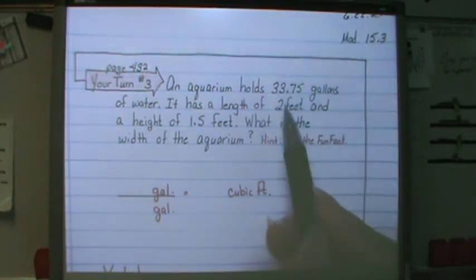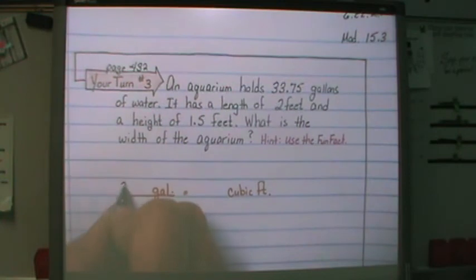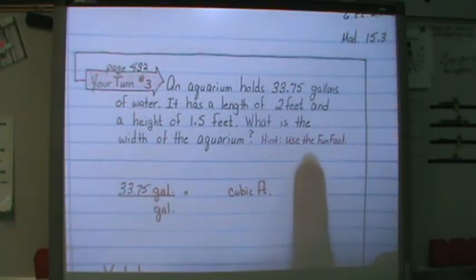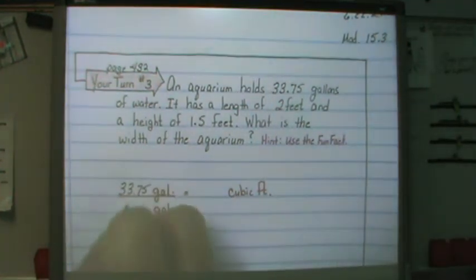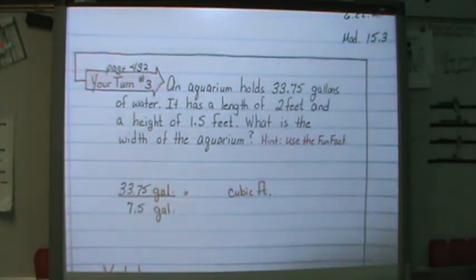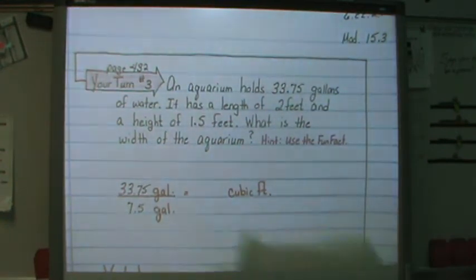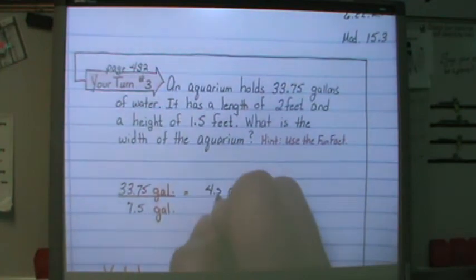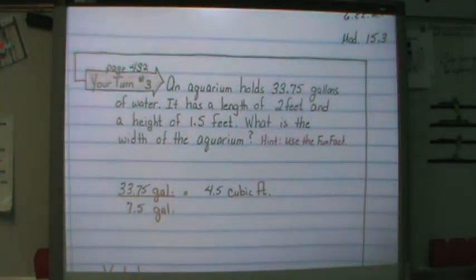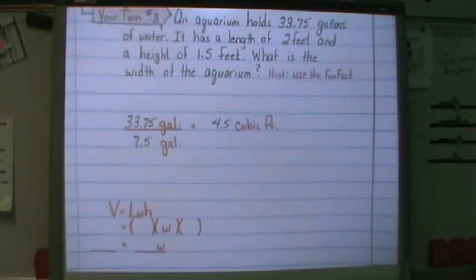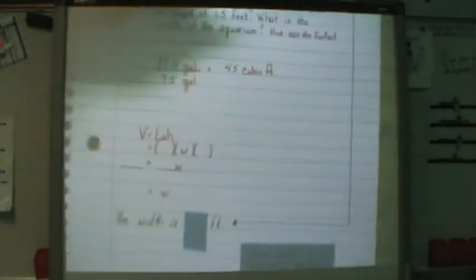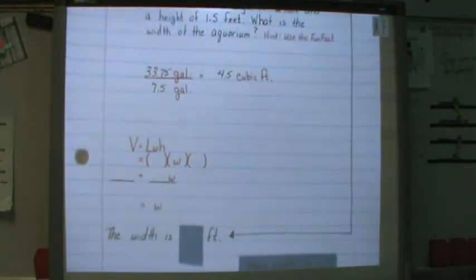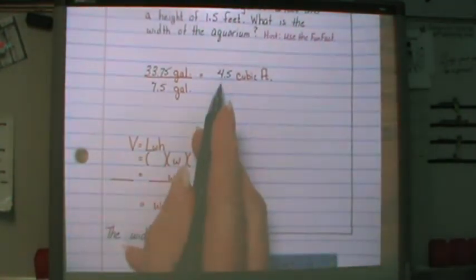So you got to take the 33.75, and you're going to divide it by that fun fact that we did before, which was 7.5. And in lieu of time, I'm trying to keep this as short as possible. If you do the long division, you will get 4 5/10 cubic feet. That's going to be the volume that you're going to plug into your formula. Okay, so the volume is now going to be 4.5.